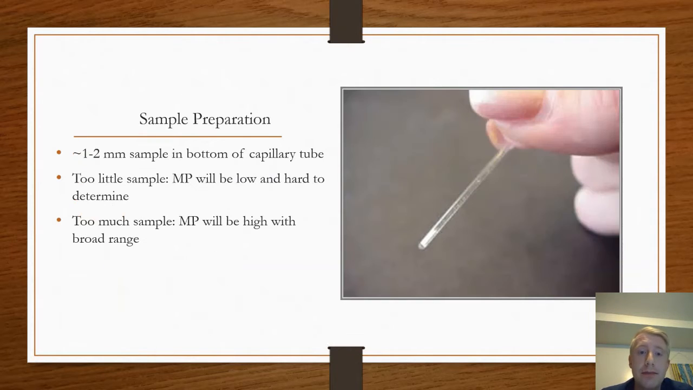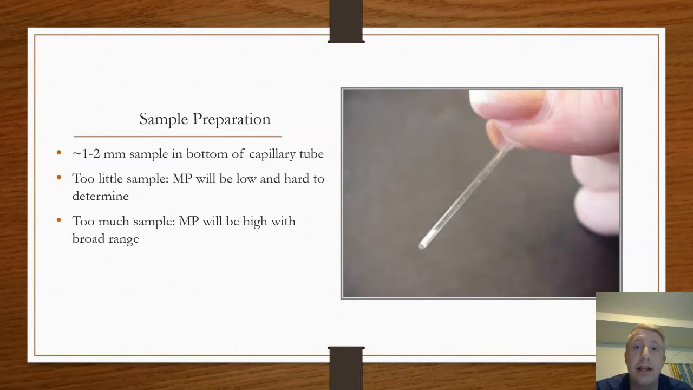All right, so to talk about sample preparation, we typically take melting points in these capillary tubes with one closed end, and then the other end is open. To prepare this sample, we tap the open end against the solid product to pack it in, and then we just tap it down into the bottom of the tube. The goal is to get about 1 to 2 millimeters in the very bottom of the capillary tube, as shown in this picture here.